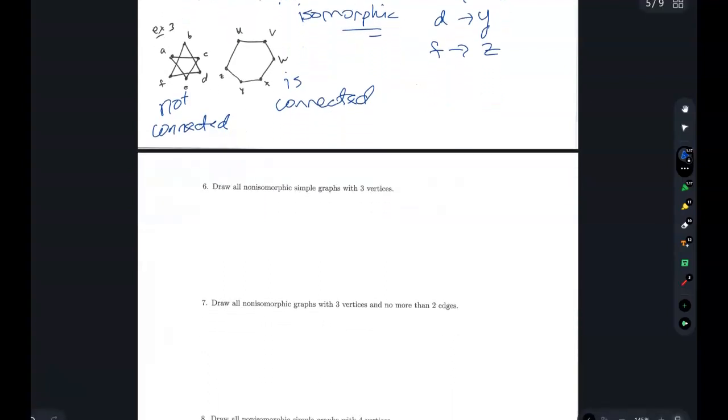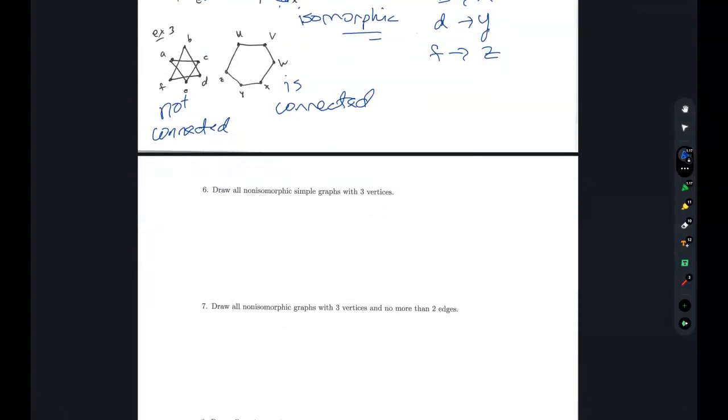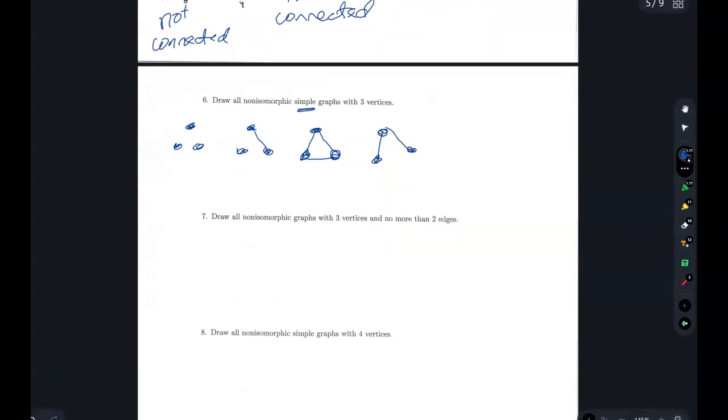Okay, non-isomorphic graphs of 3 vertices. So here we go, simple. That means no loops, no parallel edges. So there's really not too many. It doesn't say how many edges, so I'm just picking out 3, 2, and 1 edge, and that's it, right?